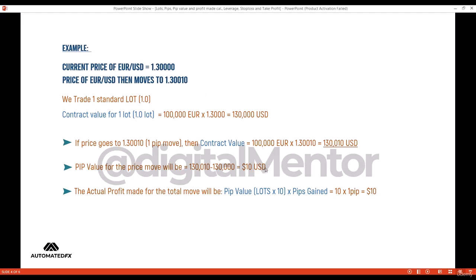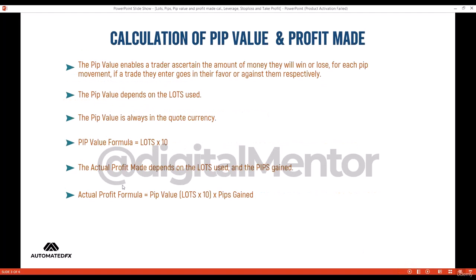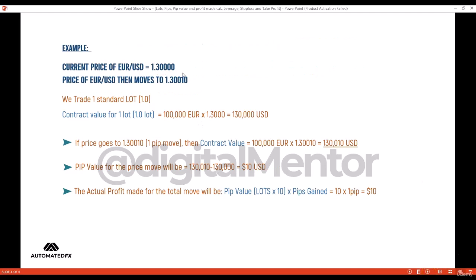So the pip value for this price move is $10. I remember I said in the previous slide that the pip value is always in the quote currency. The quote currency for Euro USD is USD, so the pip value in this case is $10. For one pip movement, the value is $10. Now the actual profit made from the total move will be pip value times pips gained. The pip value is lots times 10 times the pips gained. Here the pip value is 10, and it's one pip movement, so it's $10.